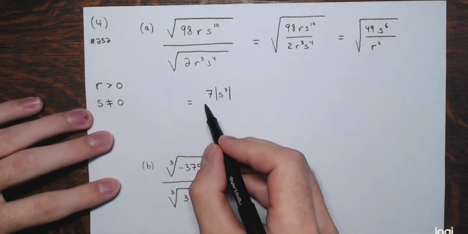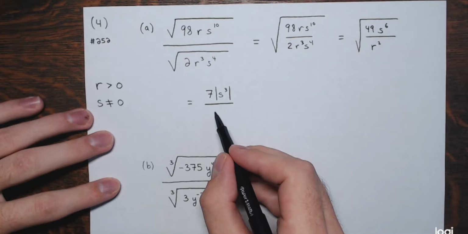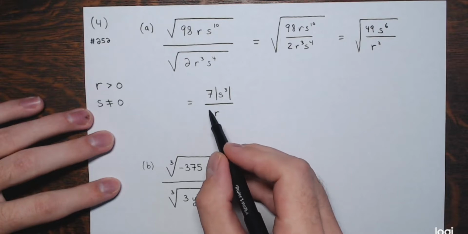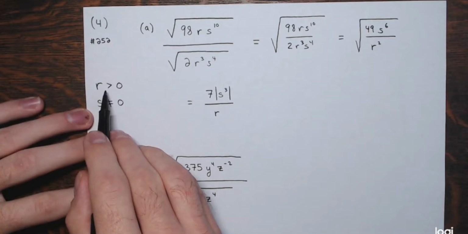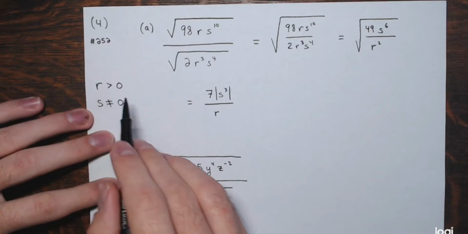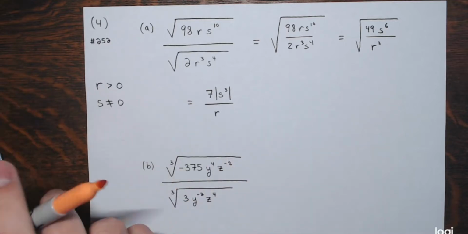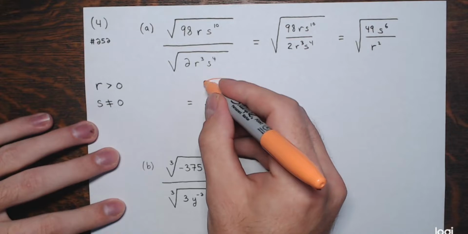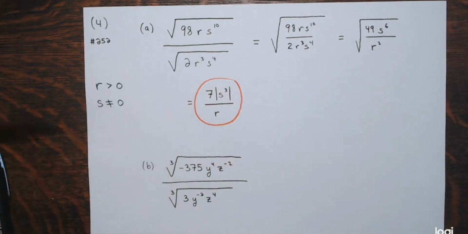Divided by, and then the square root of r squared is r. Now remember, normally we would put absolute value of r, but r was a positive number. R has to be positive. So there's no need for absolute values here. I hope that makes sense. Right. And there we go. 7 times the absolute value of s cubed divided by r.